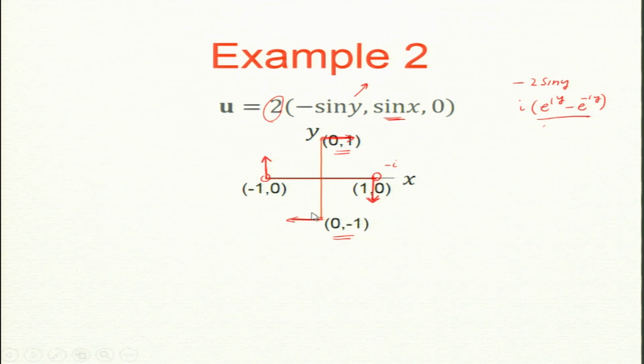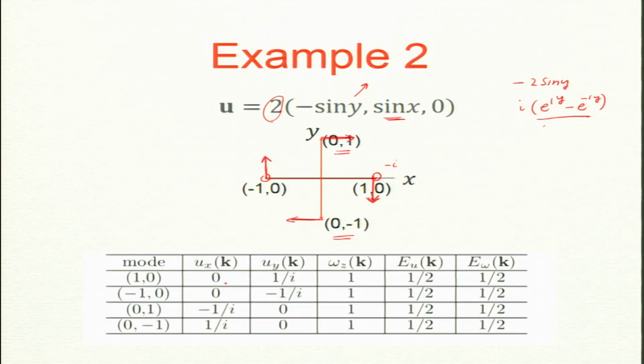So, we can make a table. The table is ux, these are standard, I do exactly the same way, and I get omega z. For all of them they give positive omega z. And you can easily fill the table. So, 1, 0 is this one, it is only the y component, 1 by i. So, this is minus i, this is what I had written, minus i. And 0, 1, here the x component is non-zero. So, I got i sitting here.